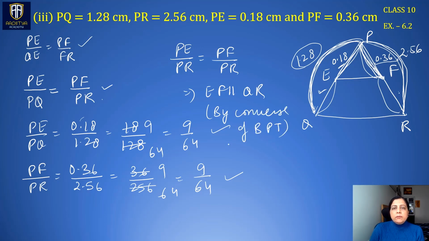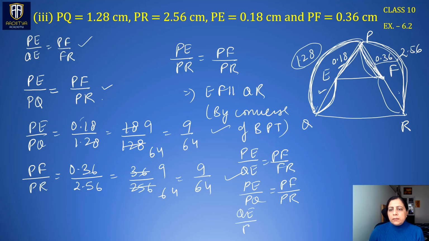Remember this is only a different way to take the ratio. It doesn't mean that we have a different result from what we have learned in BPT. The only thing is there are 3 different ways to take that ratio. The ways are PE upon QE is equal to PF upon FR, or we can write PE upon PQ is equal to PF upon PR. And finally, we can take the smaller lower part, QE upon whole side PQ and FR upon whole side PR. So these are all three different ways of taking the ratio. I have used this one to prove this question.